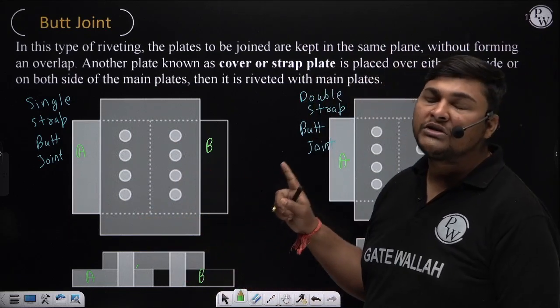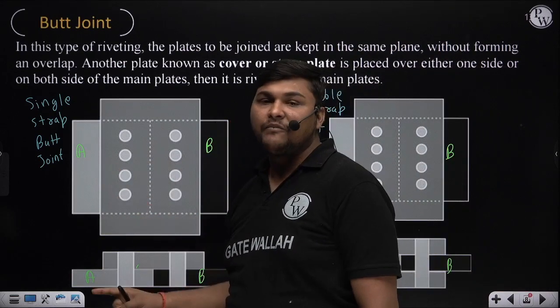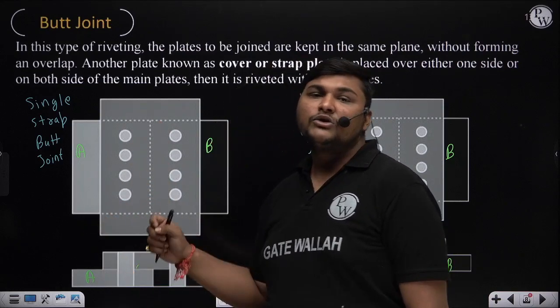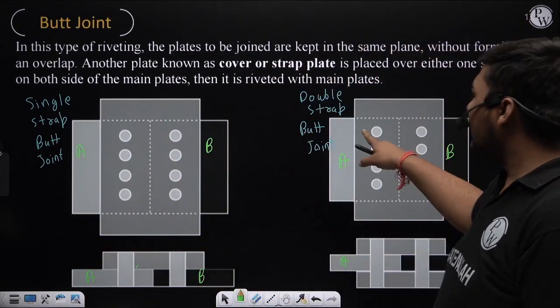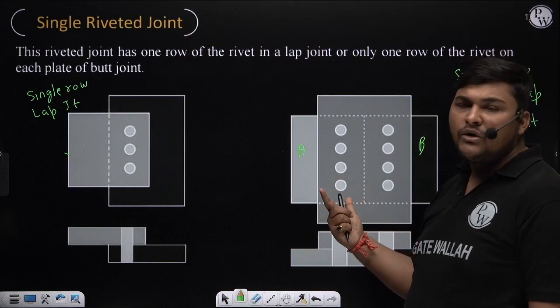In butt joint, to see how many rows of rivet we are using, only focus on one plate at a time. So, if you focus on plate A, only one row of rivet is coming. So, it is single row butt riveted joint. Here, in single row, it is single strap. In single row, it is double strap. Now, this is single row riveted joint, I already explained.